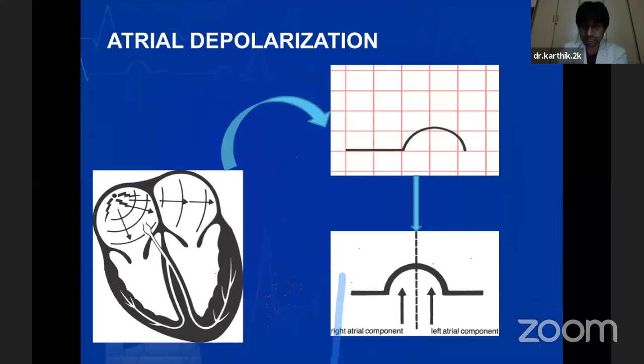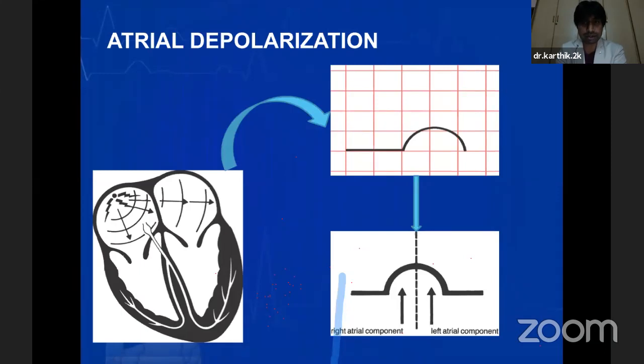Now, let us start with analyzing of the ECG. Having determined the rate, rhythm, and axis, now we are going to step towards the more important aspects of the ECG, the understanding of the P waves, the PR intervals, the QRS complex, ST segment, and the T waves. So starting with the P wave. The P wave determines the atrial depolarization.